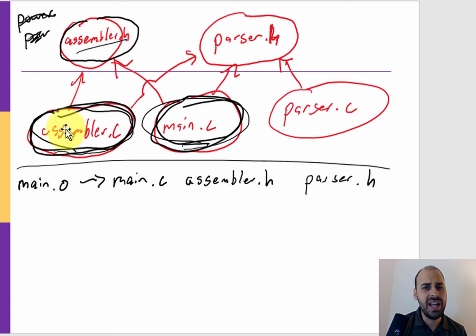However, you could change something in the assembler.c and not need to recompile the main object file. The reason is that we've separated interface from implementation. If you change the assembler.c file, but that change does not impact the interface, we don't need to recompile the main object file, because the interface remains the same. How they're going to work together remains identical.